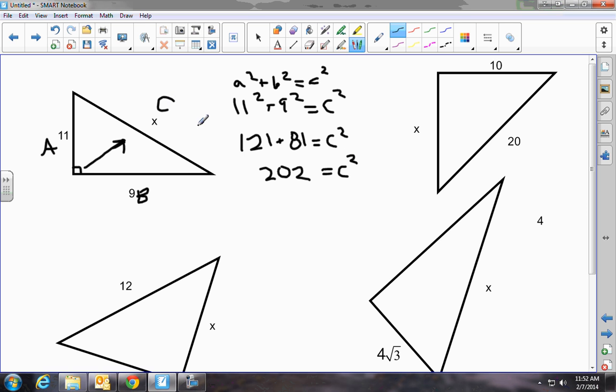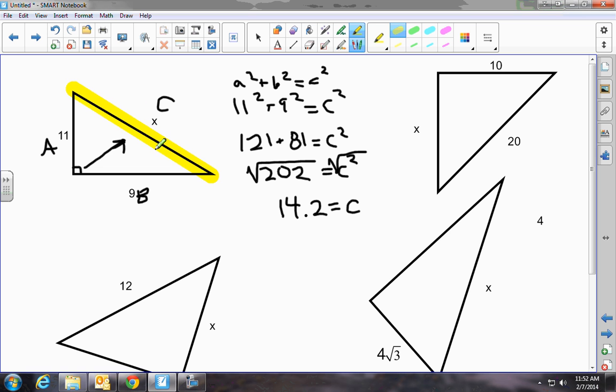And of course, we don't want to know C squared. We want to know what C is. So how do we go from squared to just C? Well, that's where our square root function comes into play. We square root C squared to get C, which means we have to square root the other side to keep it balanced. And if you put in the square root of 202 into your calculator, you get 14.2. And we'll just round it there because this, again, is an irrational decimal. So now we know this whole side here, the hypotenuse, is 14.2.